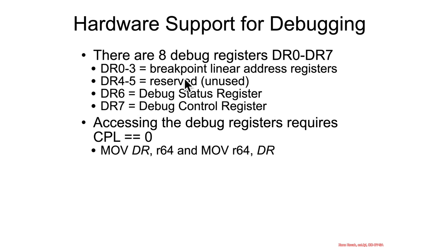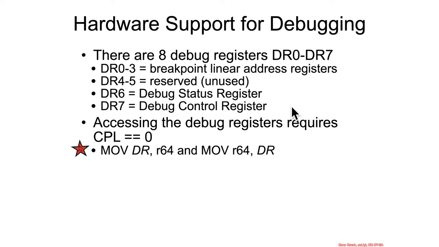So the limitation of 4 comes from some hardware debug registers that exist, where debug registers 0 through 3 have a linear address where some breakpoint is to occur. There is a debug register 4 and 5, but they're reserved and unused for now. So basically, debug registers 0 through 3 are the only things we can put addresses for breakpoints. Debug register 6 is the status register, where when a breakpoint happens, a debugger must look at the status to see what kind of breakpoint happened and where. And debug register 7 is the control register, where debuggers will set things to enable or disable breakpoints.